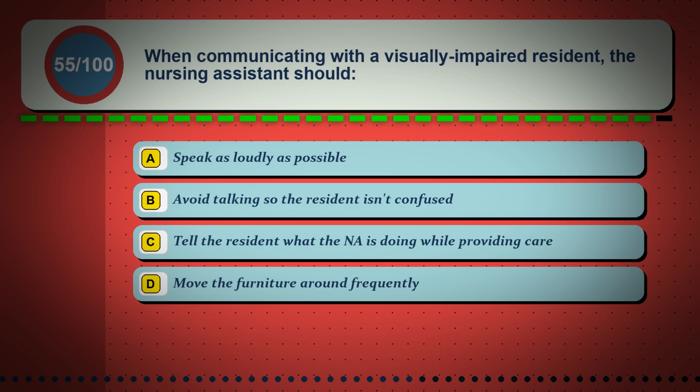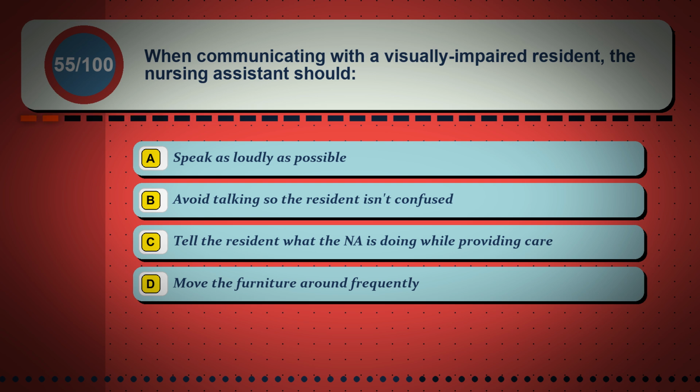Question 55. When communicating with a visually impaired resident, the nursing assistant should: Option A, speak as loudly as possible. Option B, avoid talking so the resident isn't confused. Option C, tell the resident what the NA is doing while providing care. Option D, move the furniture around frequently.